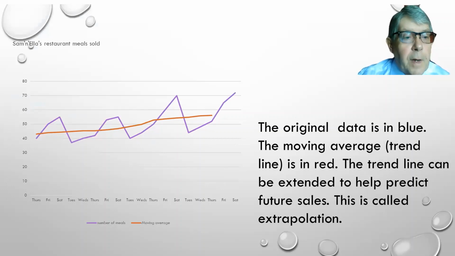So here we have the graph. The original data is in blue. The moving average trend line is in red. The trend line can be extended to help predict future sales. This is called extrapolation.